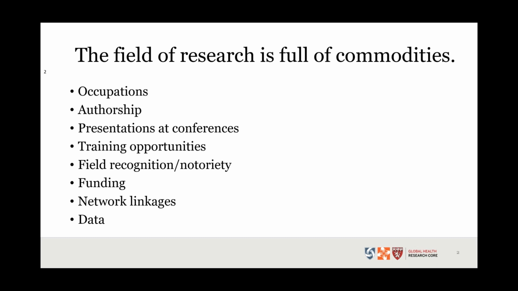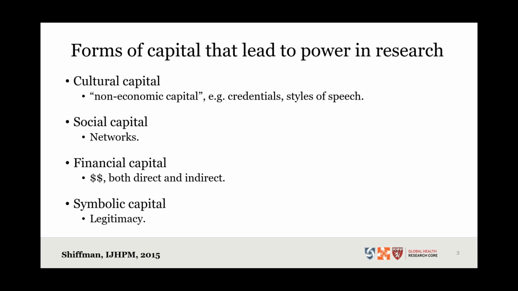And it's important to think about any of these things, occupations, authorships, presentations at conferences, as things that can be earned. But as we look at it from the lens of equity and power dynamics, these are also things that can be traded, can be sold. The way that they move hands within the field of research reflects very much the power structures that are in place. The Schiffman article summarizes a lot of the different capital that leads to power dynamics in research, and I think Peter did a great job highlighting many of these, and so I won't duplicate what he said.